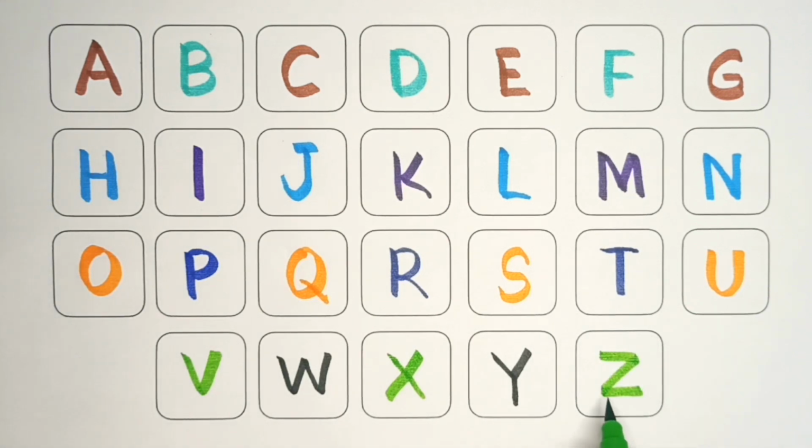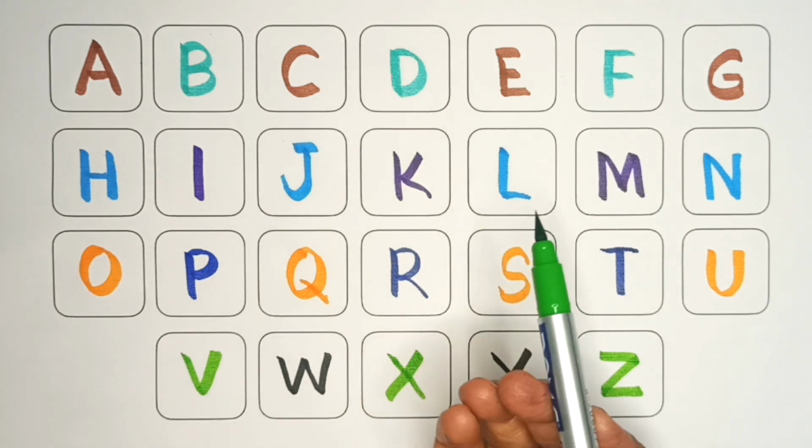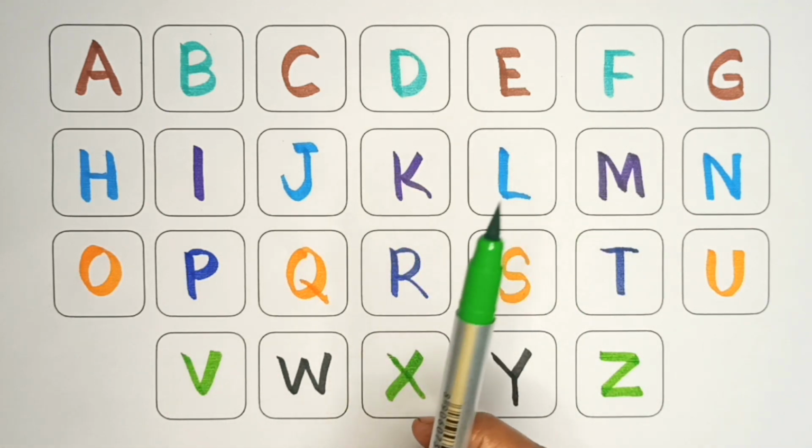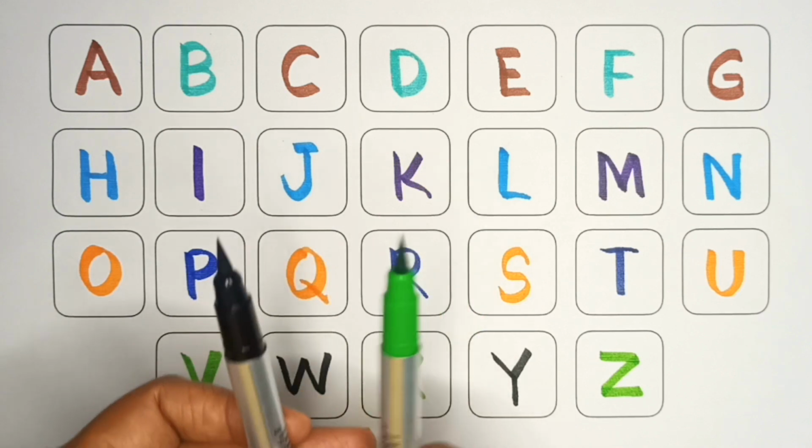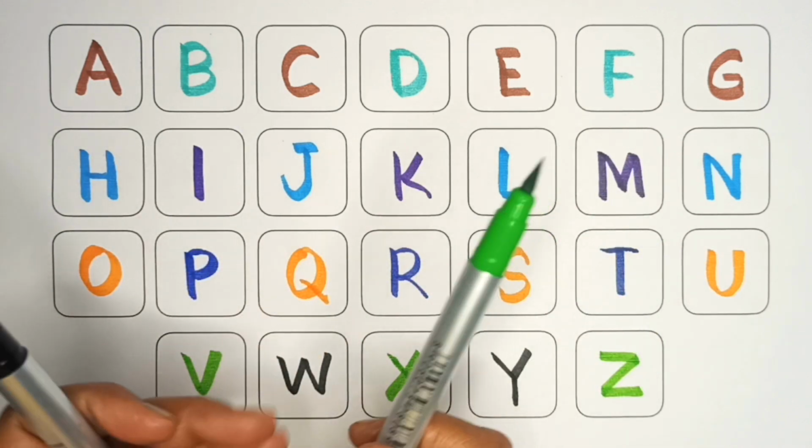Z for zebra. Green color, parrot green color. Black color, parrot green.